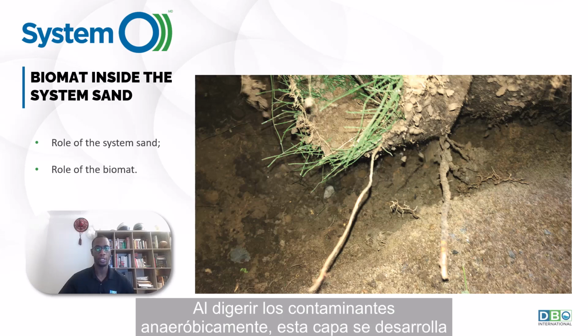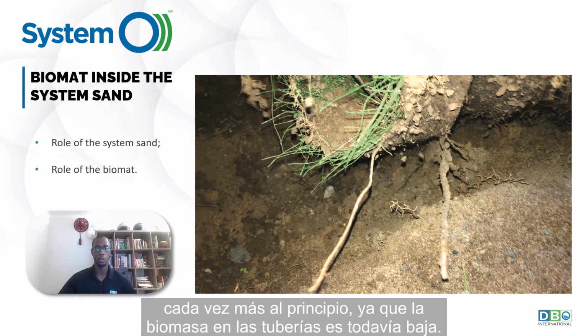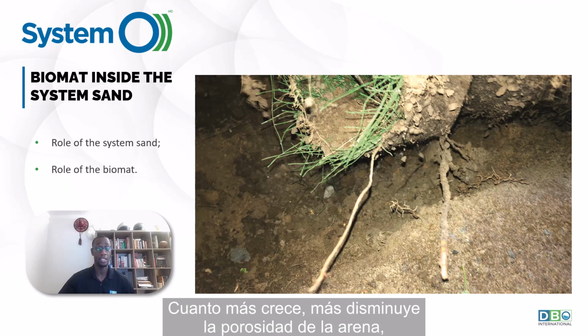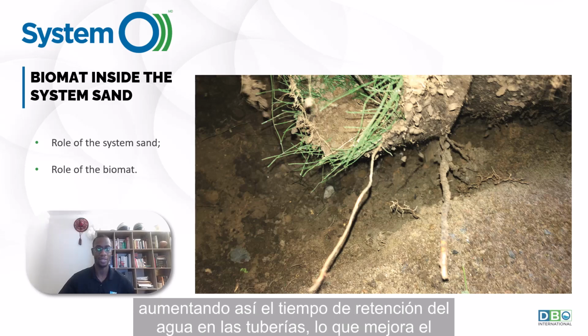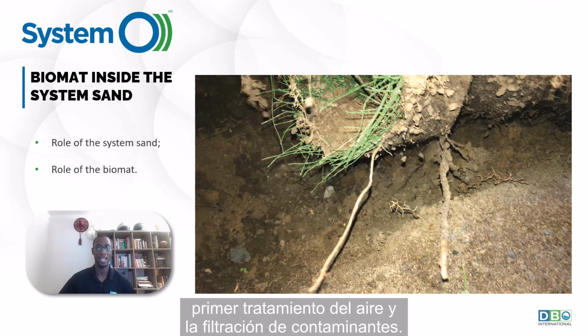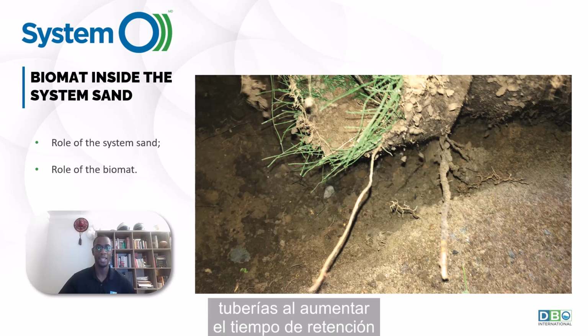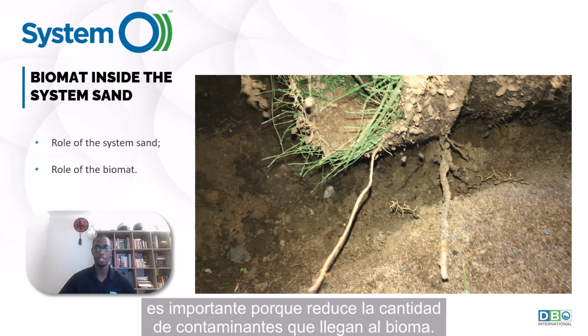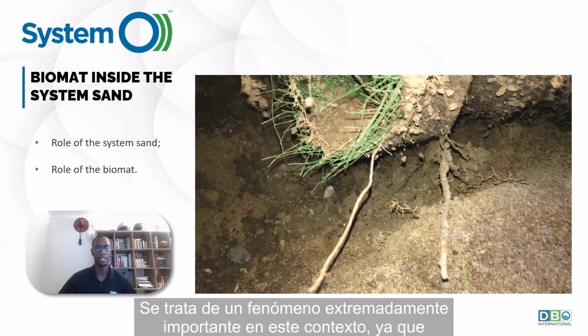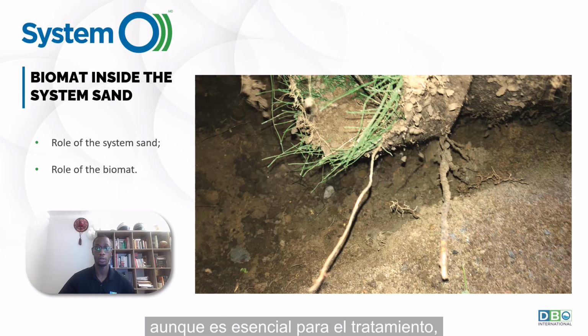As it digests pollutants in anaerobic mode, this layer grows more and more at the beginning, as the biomass in these pipes is still small. The more it develops, the more the sand's porosity goes down, increasing the water's retention time inside of the pipes, which improves the first aerobic treatment and the filtration of pollutants. This improvement of treatment in the pipes by increased retention time is important as it reduces the quantity of pollutant that reaches the biomass. This is an extremely important phenomenon since, although it is essential to the treatment, the growth of the biomass must absolutely be controlled.